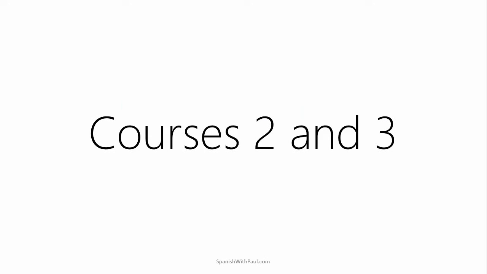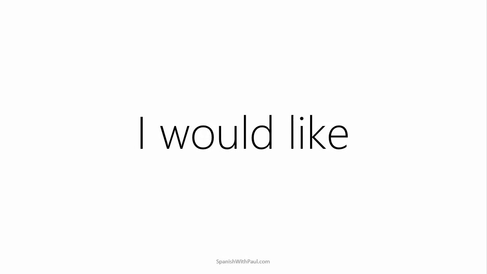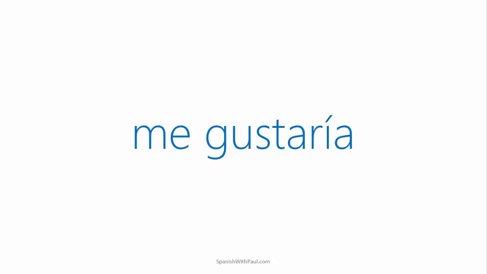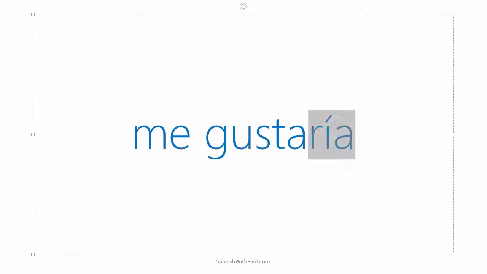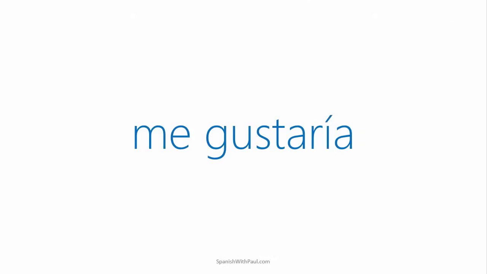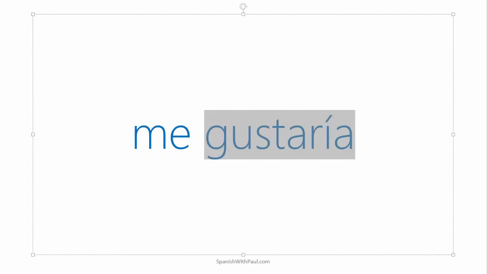I'd like to revisit something that we covered quite extensively now in courses 2 and 3, because it's very important that we learn new material, but also that we retain the things we've already learned and incorporate them into what we're doing now. So I wonder if you can remember how to say, I would like. Me gustaría. This ría sound with an accent over the I is would. So what we're literally saying is, to me, it would be pleasing.